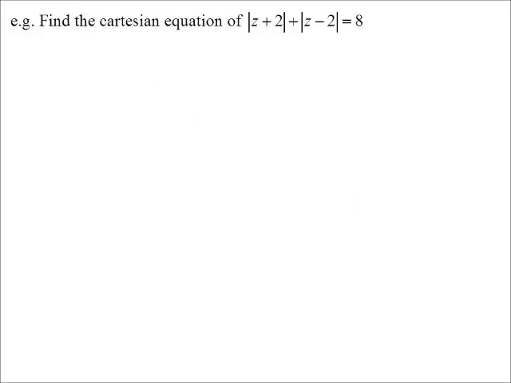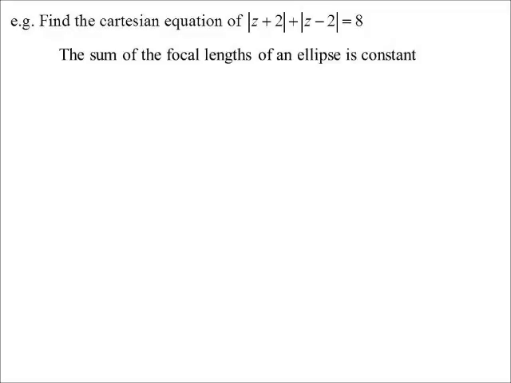Now using that idea, I should be able to solve this sort of locus question. Mod z plus 2 plus mod z minus 2 is equal to 8. It is in that form: a distance plus a distance is equal to a constant number. So if I see that, it's an ellipse. Because that was the definition we just proved, the two focal distances. So the sum of the focal lengths is constant. And in fact, that constant is 2a.